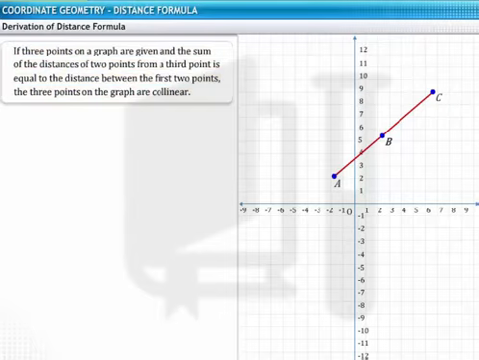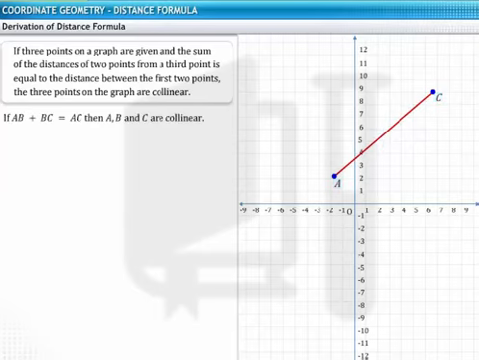For example, in the given figure, the 3 points A, B and C are collinear if the sum of the distances between A and B and C is equal to the distance between A and C. In other words, the 3 points A, B and C are collinear if AB plus BC equals AC.